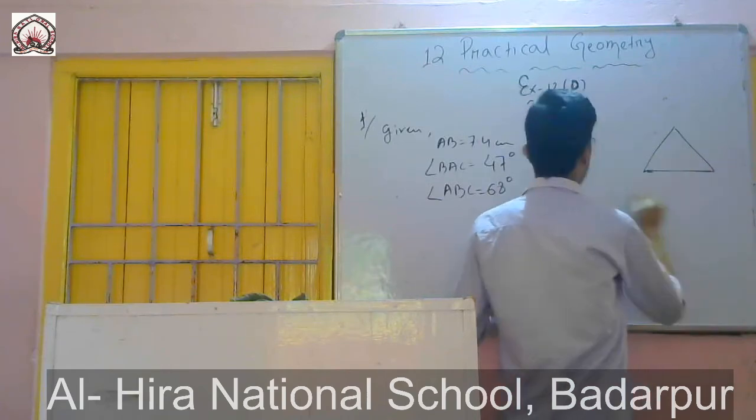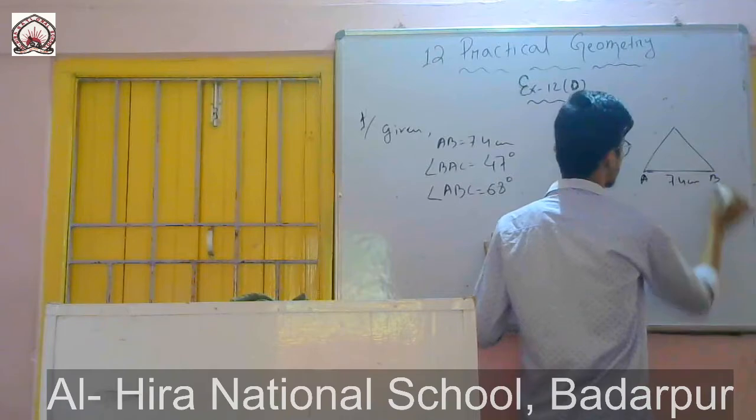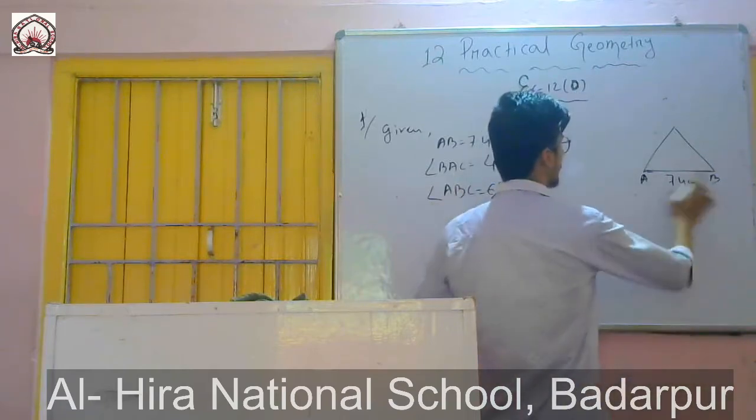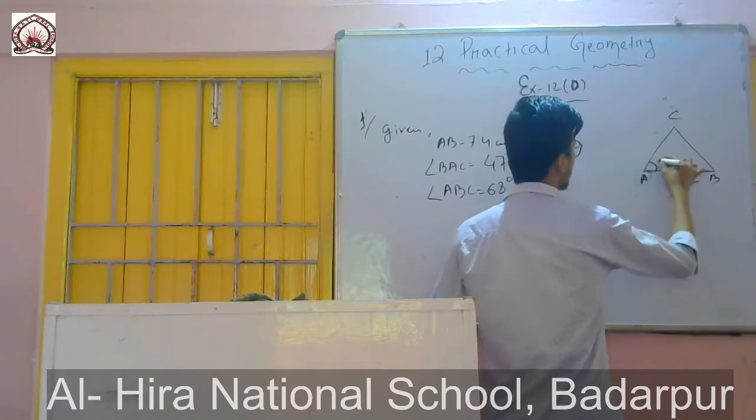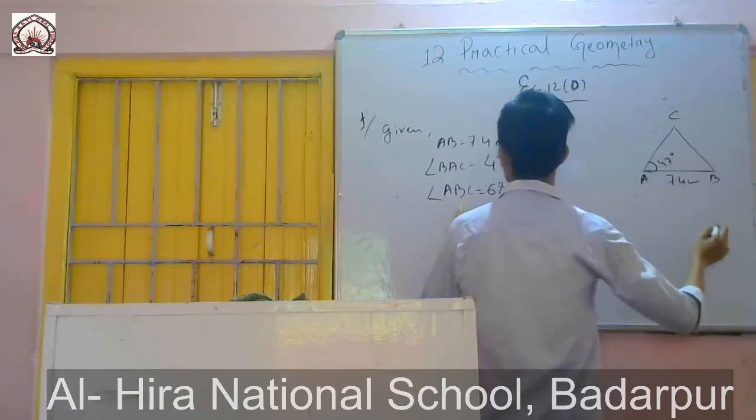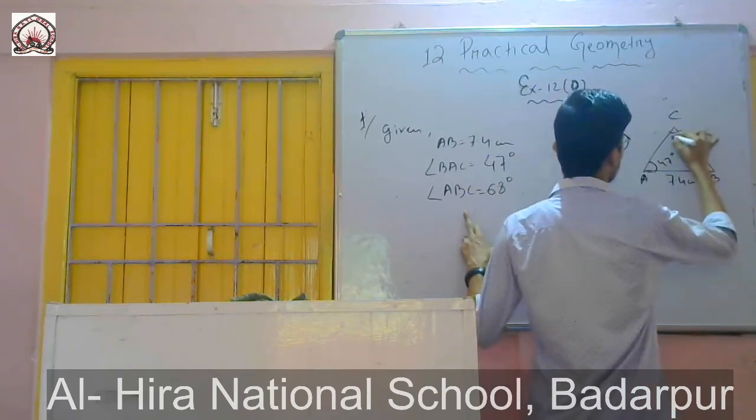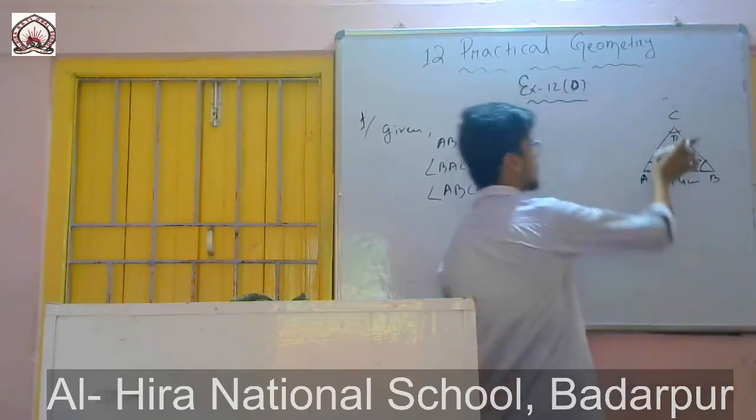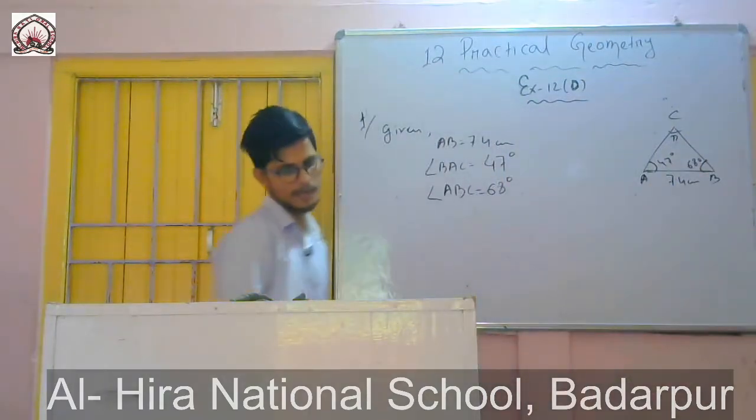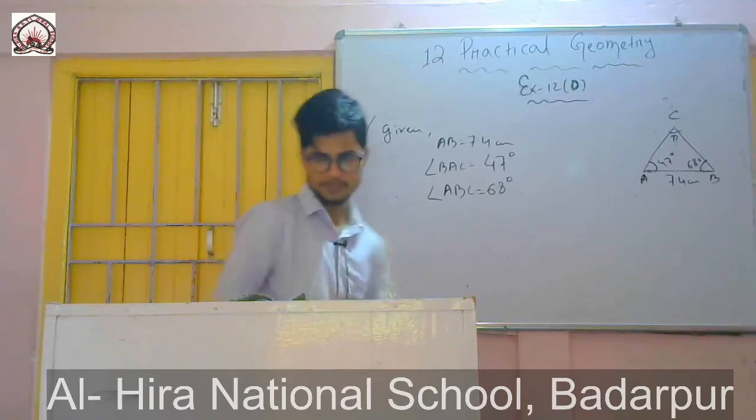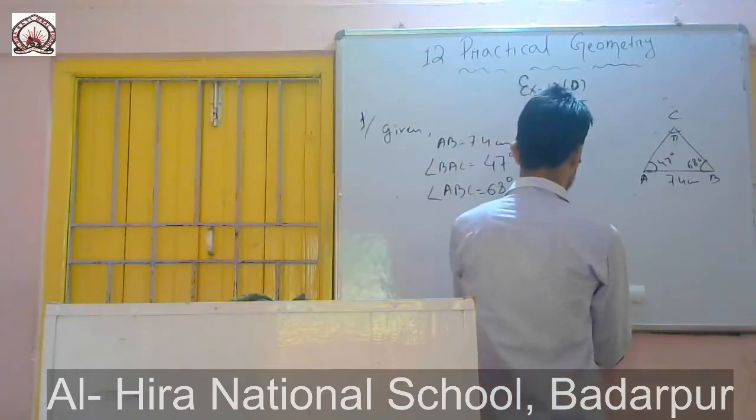So AB is given, that means this will be my baseline, 7.4 centimeter. Then given angle BAC, that means this angle is given 47 degrees, and angle ABC, this one is given as 68 degrees. After drawing the triangle, you have to measure this angle and check whether this one is correct or not. So first of all, I will give the line segment AB. I will draw this one.